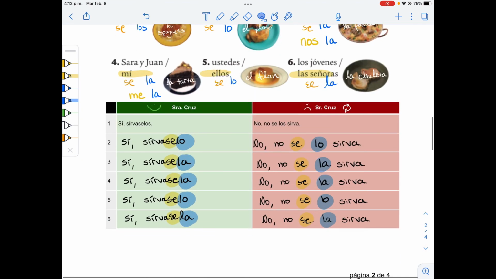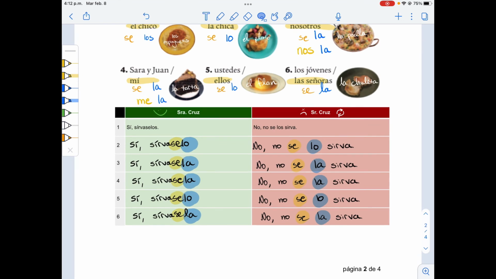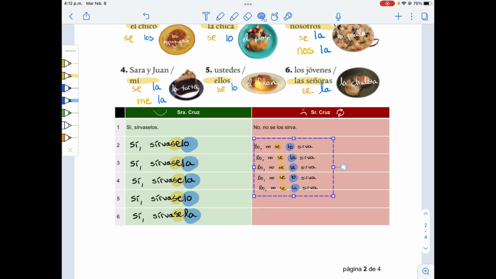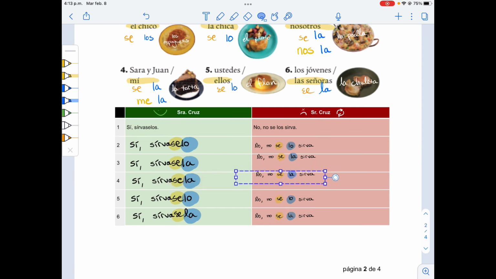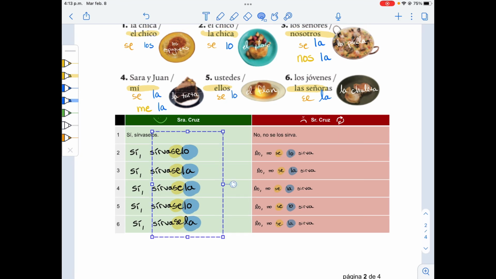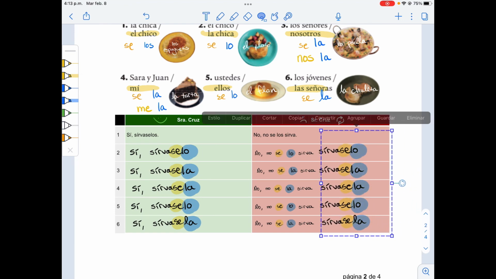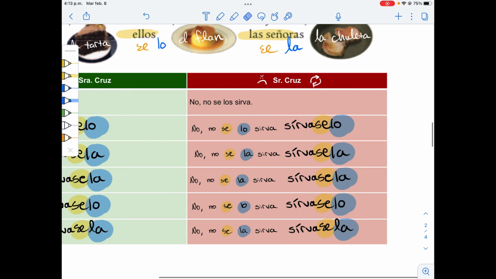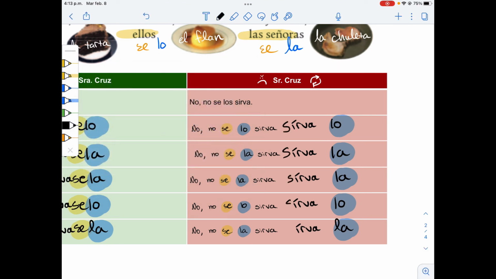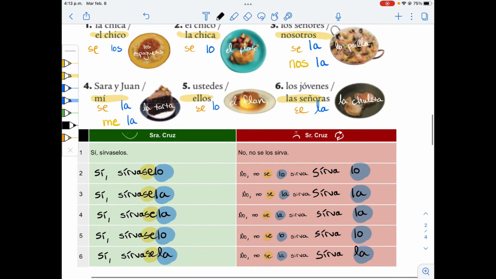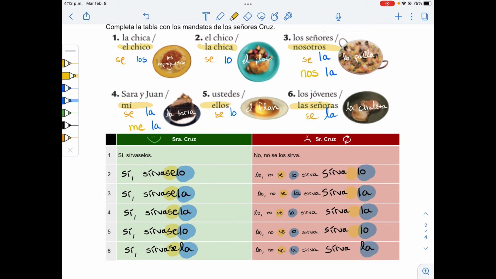So now we just need to attach some positive commands over to Señor Cruz. And that tells me I wrote too big. Yes, I wrote too big. So I'm going to move them down a little bit to create some space. And then guess what, guys? The good news is we already did a lot of the hard work with our affirmative commands over here on Señora Cruz. So we're just going to bring them over because the direct objects didn't change, only the indirect objects did. So we're going to change all of our yellow guys. Okay, here we go. Putting capital S at the beginning of our sentence. And let's fill in our brand new indirect objects to finish out our commands.